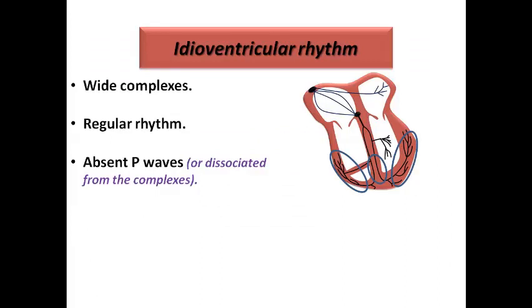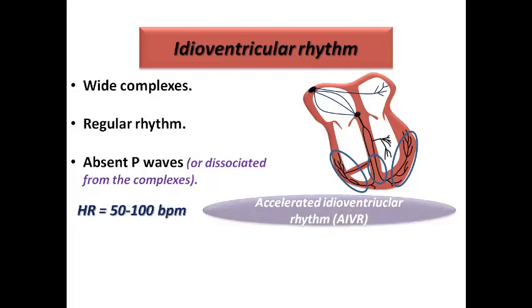Then we can move to the idioventricular rhythm, which is of course a rhythm arising from the ventricle, for example from the bundle branch or from the ventricle itself, and it is characterized by wide complex, regular rhythm, absence of P wave, or sometimes they may be dissociated from the complex if the SA node is still working, but the problem is in the AV node.